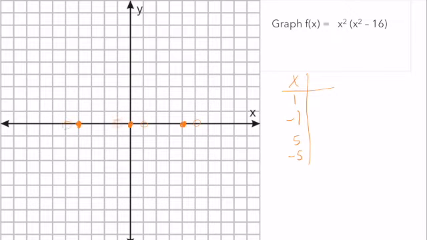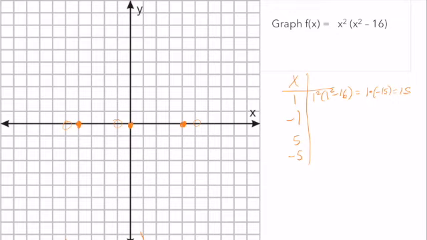Just substituting in. So x is 1: 1 squared times 1 squared minus 16. That's going to be 1 times -15, so just -15. So my graph is like all the way down here already, right? Let me erase that. This was when x was 1. My graph is already down here, pretty far.